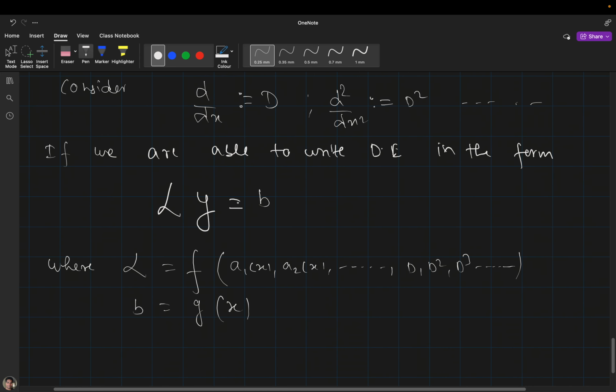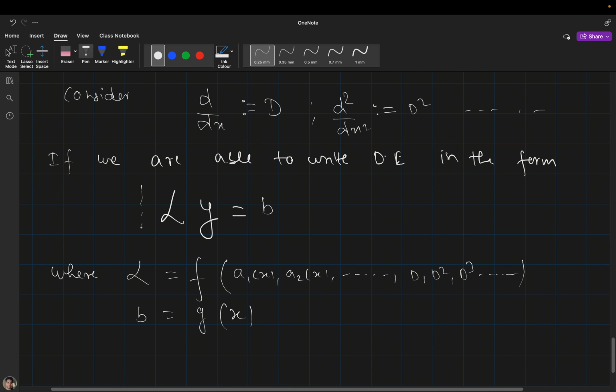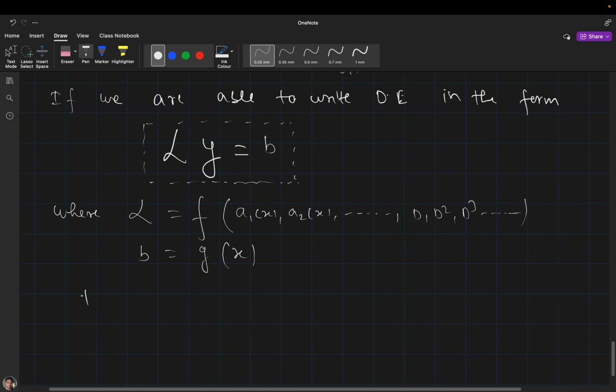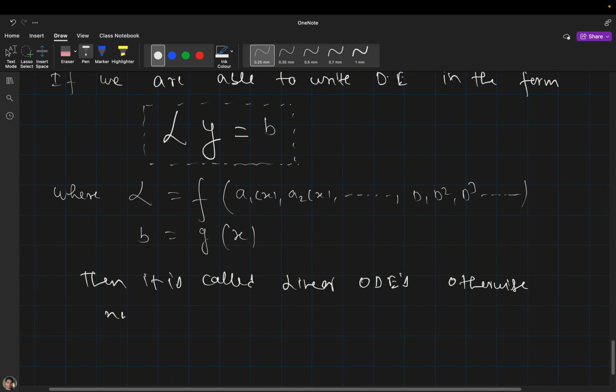If you are able to write any differential equation in this form, then that kind of differential equation will be called linear. Then it is called linear ODEs. Otherwise, non-linear.